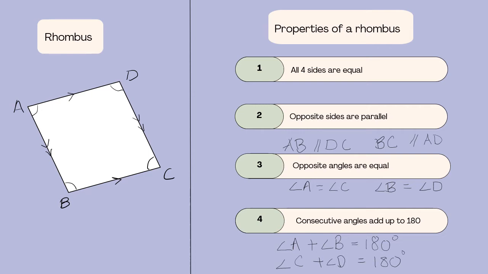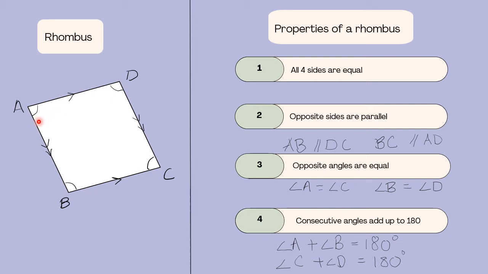So there are four properties. The first one, all sides are equal. Property number two, opposite sides are parallel. So AB is parallel to DC. BC is parallel to AD. Property number three, all opposite angles are equal.